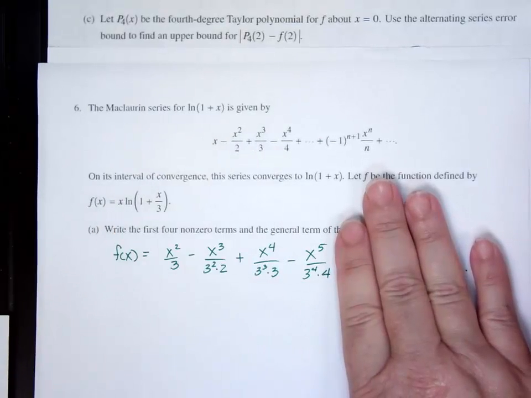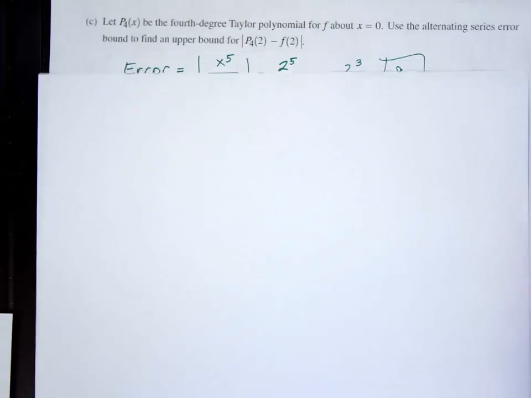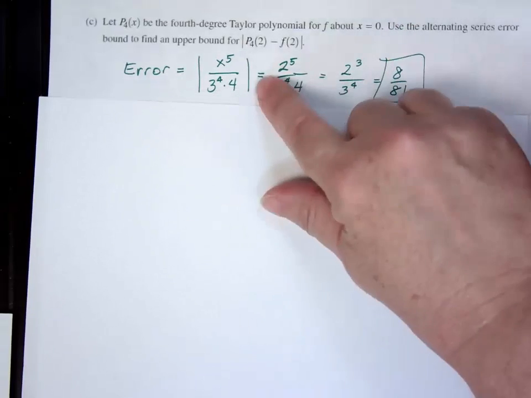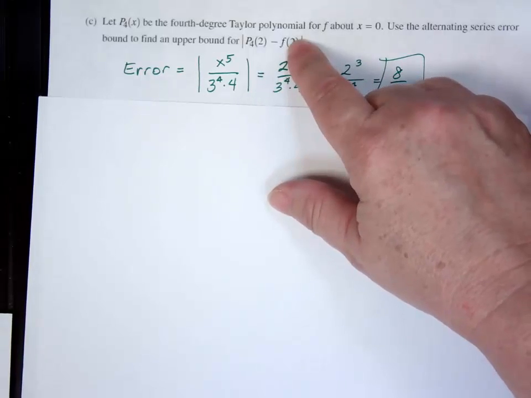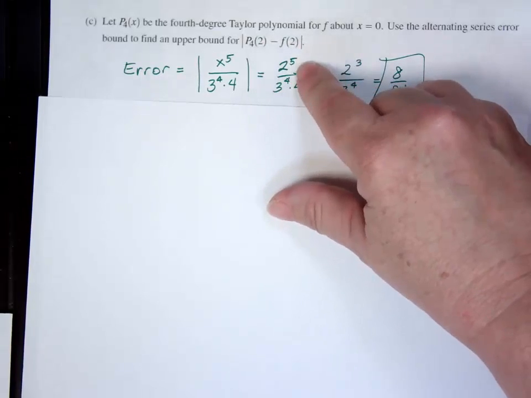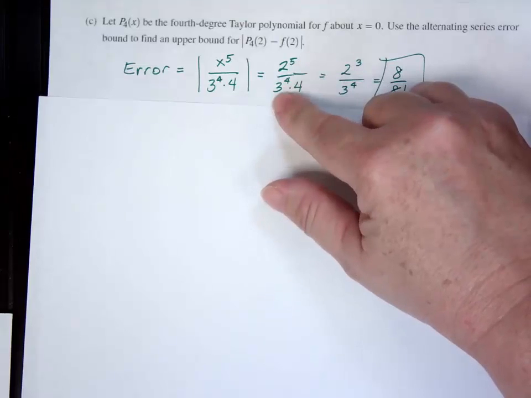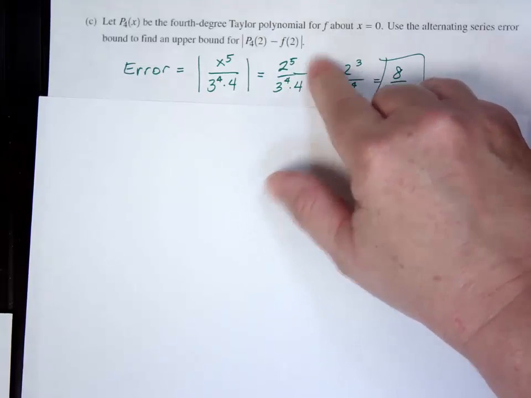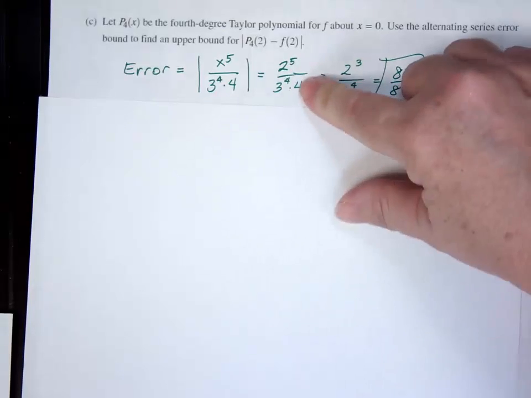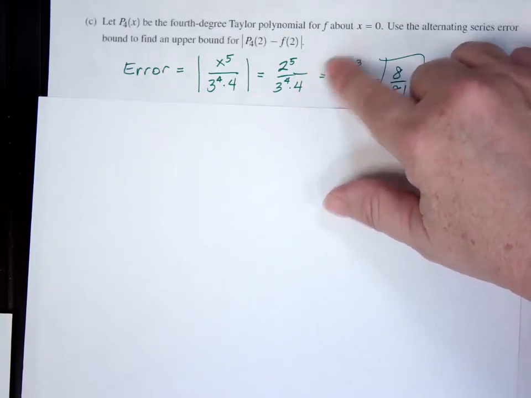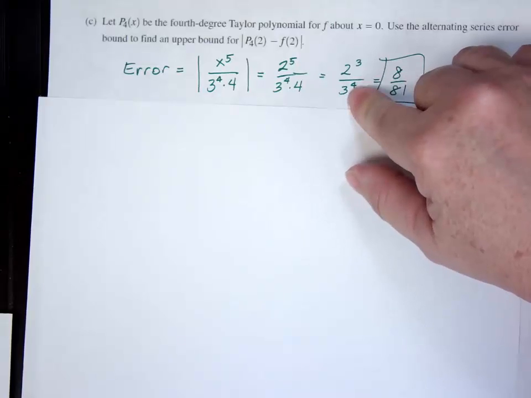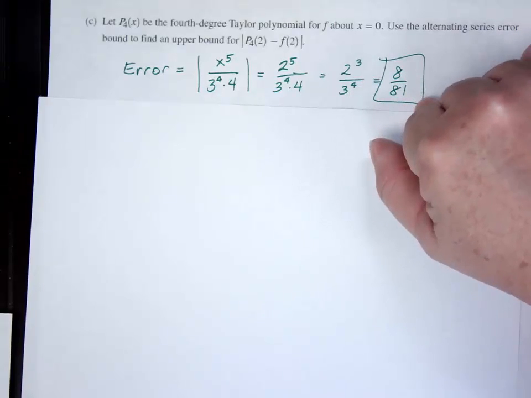So when I come over here, I put it in absolute value, that its error is absolute value. Because 2 is substituted in, that means 2 becomes x. 2 to the 5th over 3 to the 4th times 4, that is a legitimate answer. But if you want to simplify it very quickly without doing a whole lot of math without a calculator, 4 is 2 squared. So 2 to the 5th over 2 squared becomes 2 to the 3rd over 3 to the 4th, which both of those are easy to compute, 8 over 81.